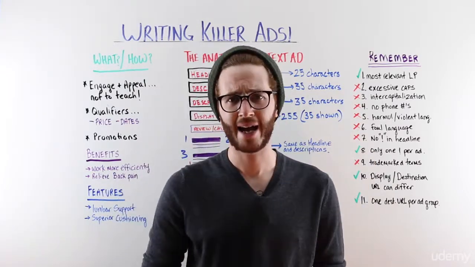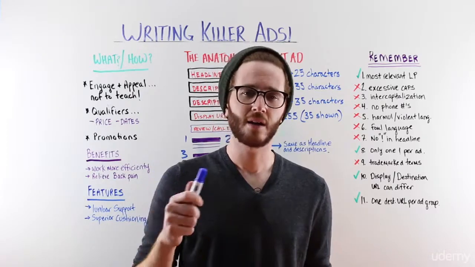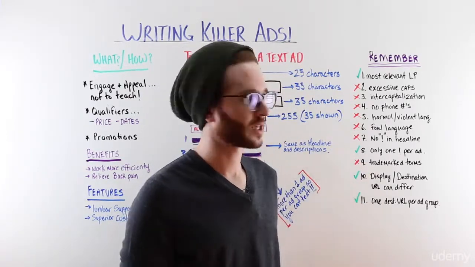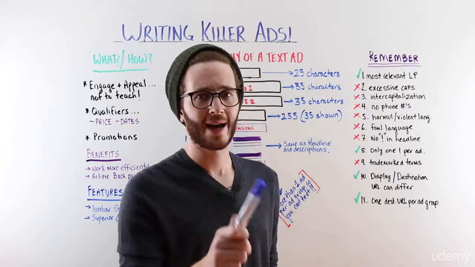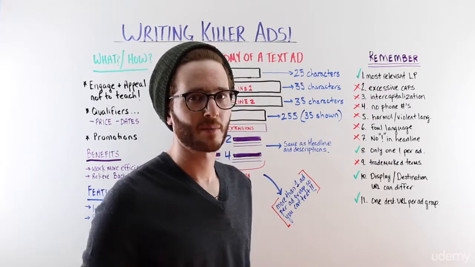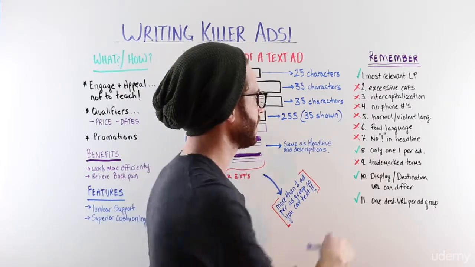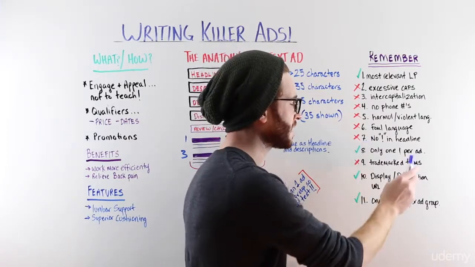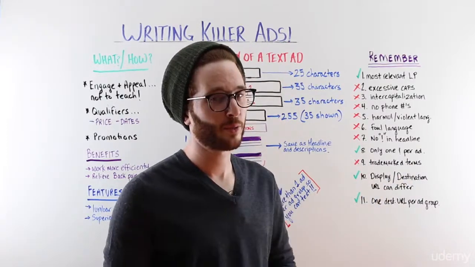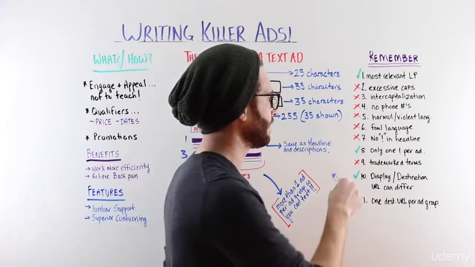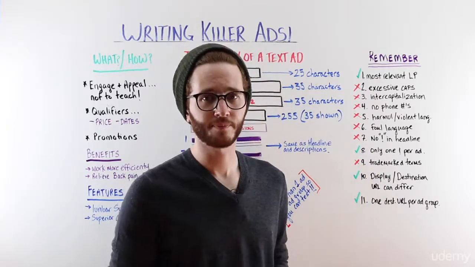If you want to have your phone number in the ad, you need to add a call extension. Harmful, violent language, of course, that's a given. Not only will your ad get disapproved, but you're likely to have your account suspended, which is a more difficult and more cumbersome issue to deal with. Foul language, same thing. No exclamation points in the headline. This is something which people really forget, and your ad will get disapproved and you'll have to change it. Only one exclamation point per ad.